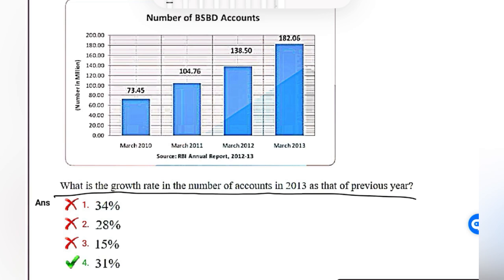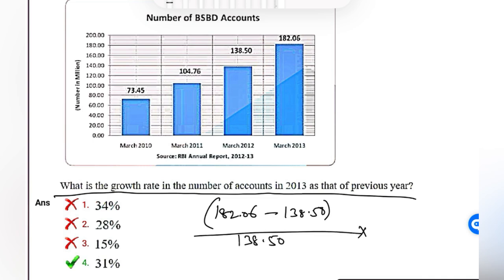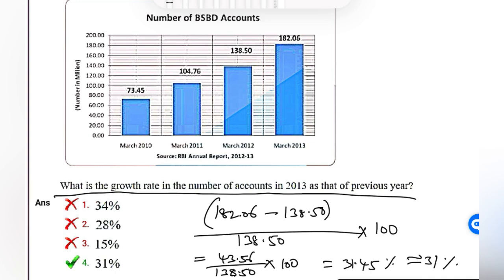Here growth rate in number of accounts in 2013 to that of previous year is 182.06 minus 138.50 divided by 138.50 into 100, which is equal to 43.56 by 138.50 into 100, that is equal to 31.45%, which is approximately 31%.